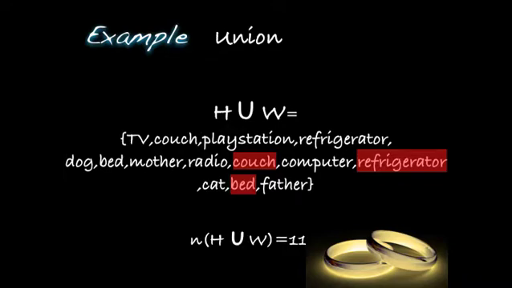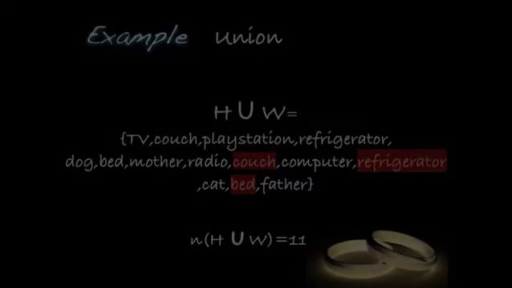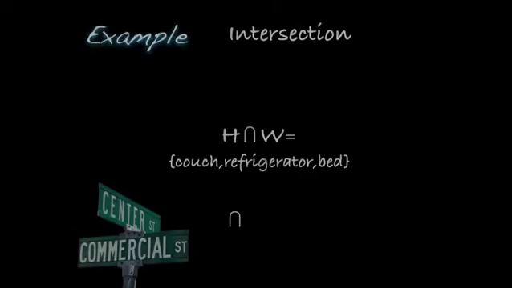Here, there are 11 items that are in the union of H and W, if we exclude the items that were redundant, which we have to. The intersection, which of course was the couch, the refrigerator, and the bed. This was the list of items that were on both lists. And there are three. There are three items in the intersection.